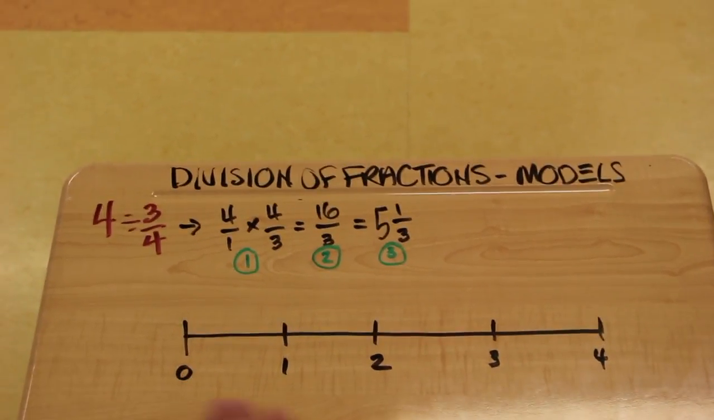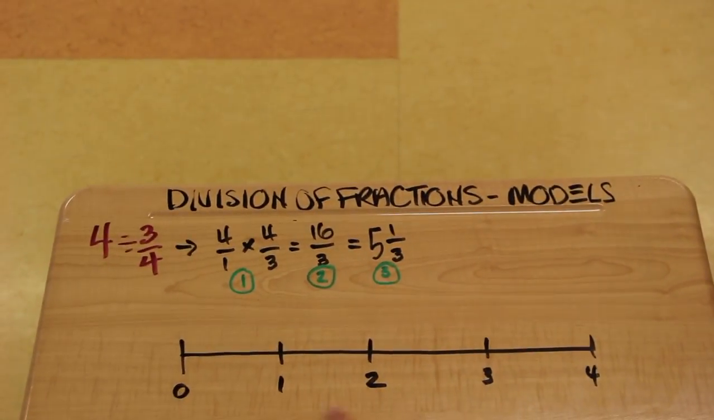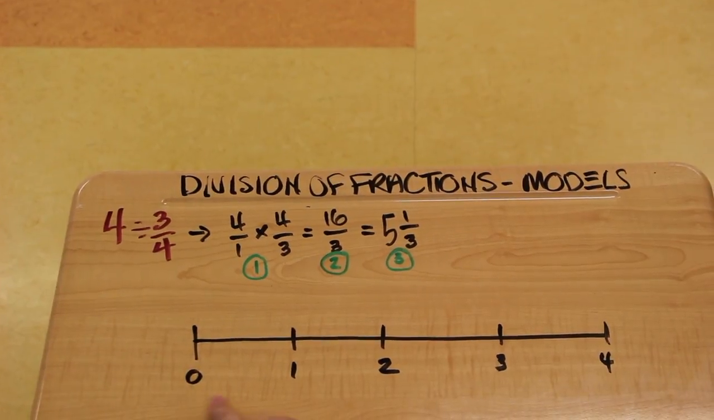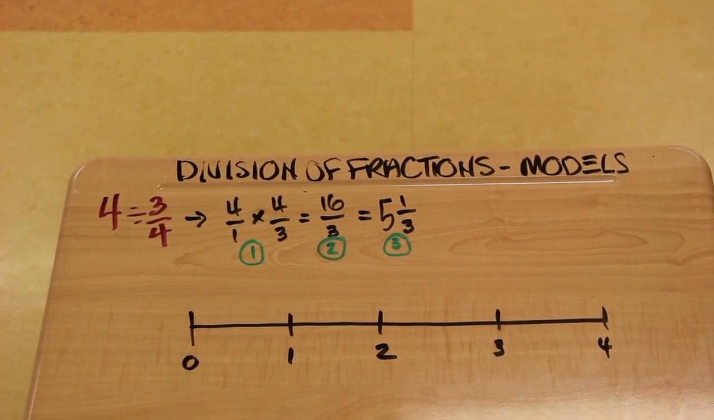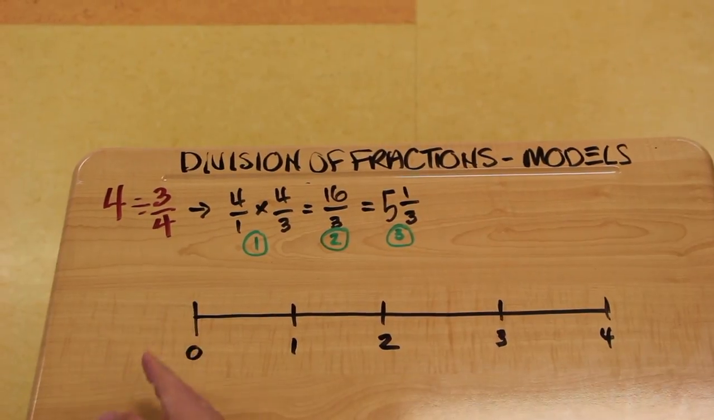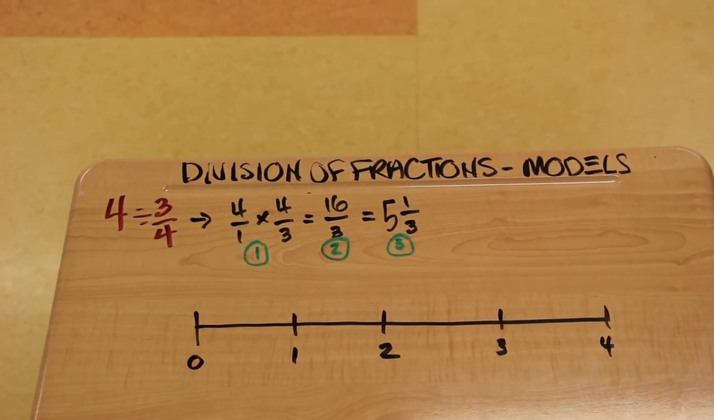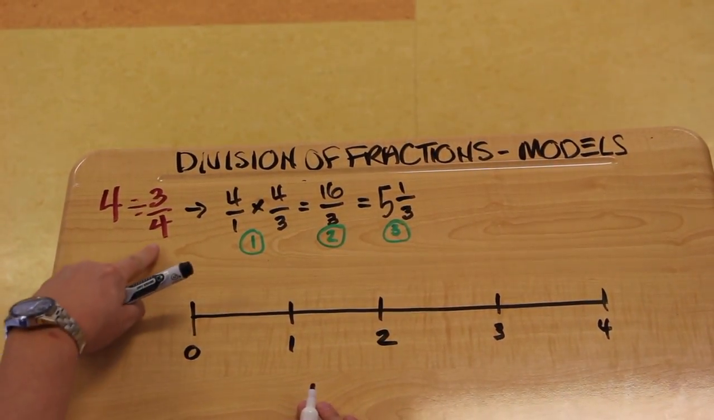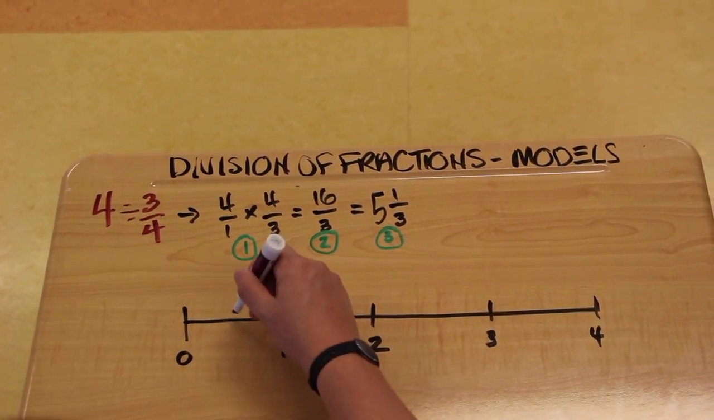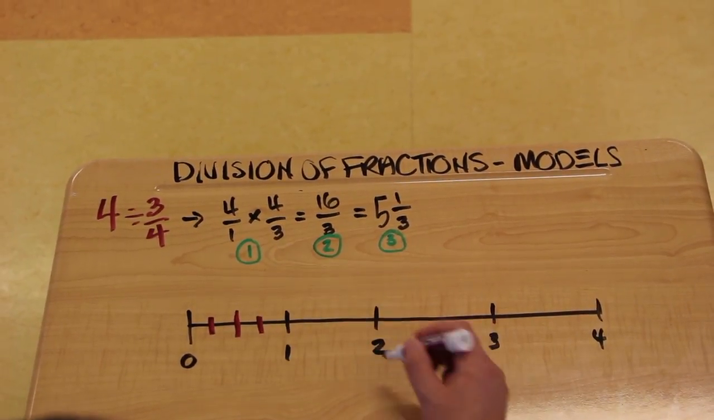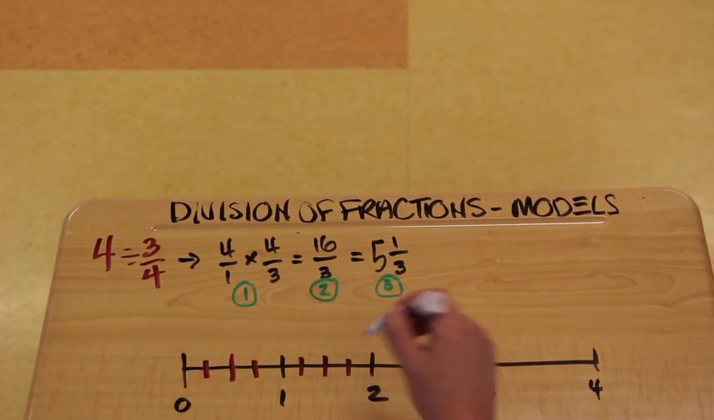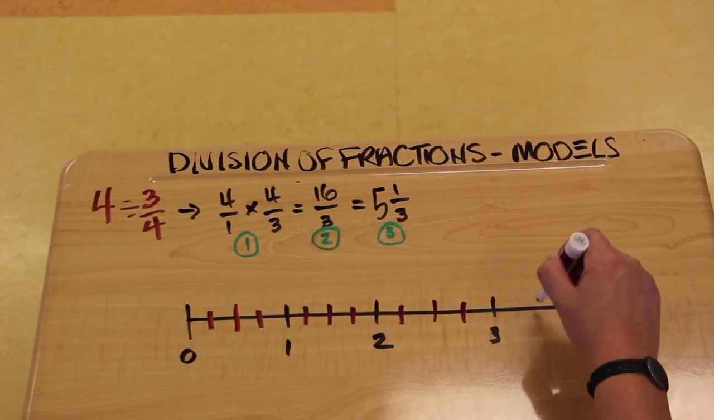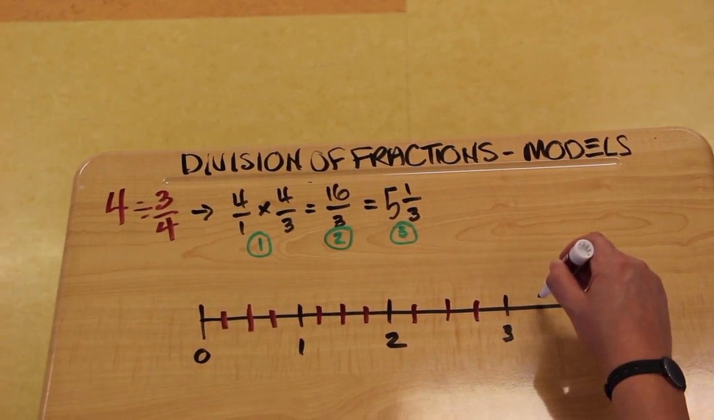Okay, so now on to the number line. I've just started by creating a number line here that represents my very first number in my equation. So that's 4 wholes, which are represented here. And I'm now going to find out how many 3/4 are in 4 wholes. In order to do that, I'm going to take each whole and cut it into 4 pieces. So I'm going to cut this one into 4 pieces, this one into 4 pieces, this one into 4 pieces, and this last one here also into 4 pieces.